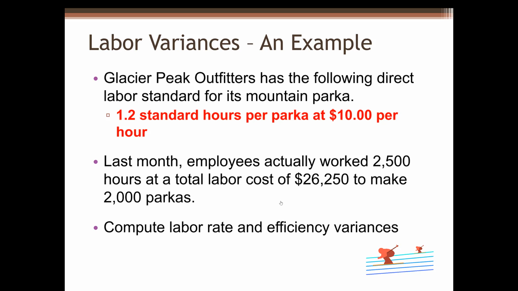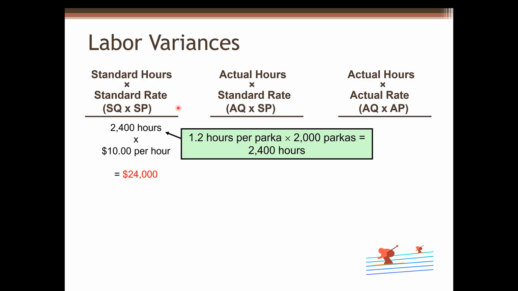Last month, employees actually worked 2,500 hours at a total labor cost of $26,250 to make 2,000 parkas. Compute labor rate and efficiency variances. Let's follow the model to calculate labor variances.